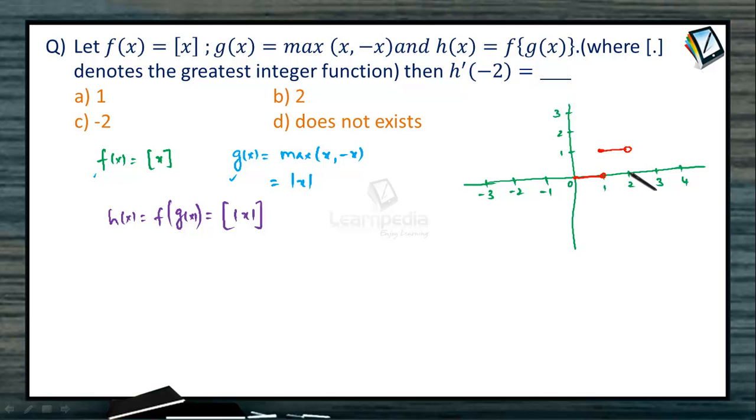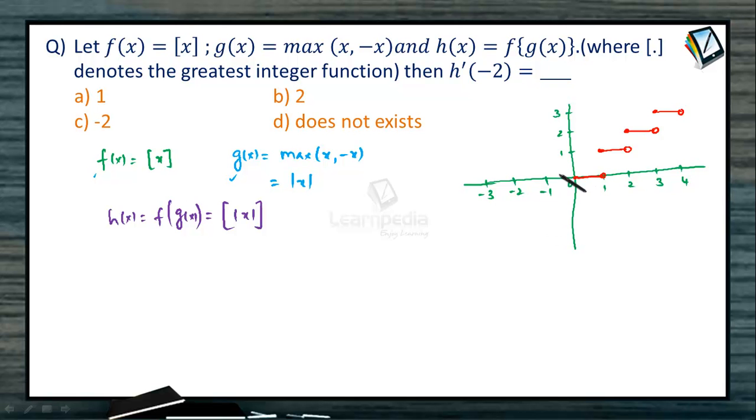Now again, between 2 and 3, how will be the mod x function? Mod x will be x, and the greatest integer of a number which lies between 2 and 3 would be 2. It's including 2 but excluding 3, right? Similarly between 3 and 4, by similar argument, it would be including 3 but at 4 it will have a discontinuity. Now we are able to easily draw the graph of h of x on the positive side.